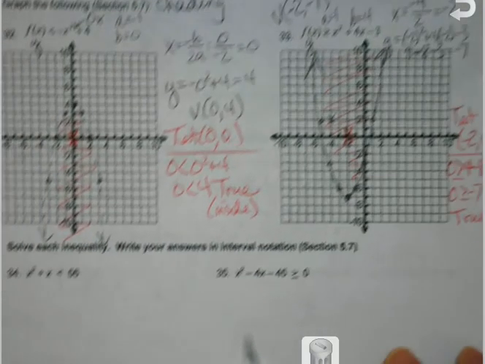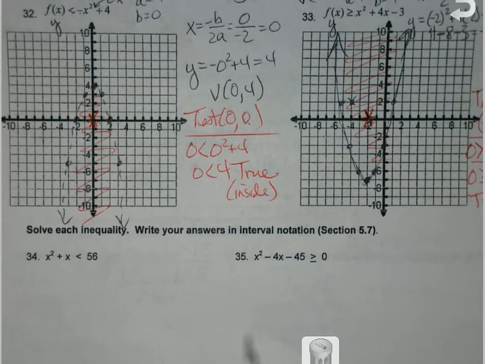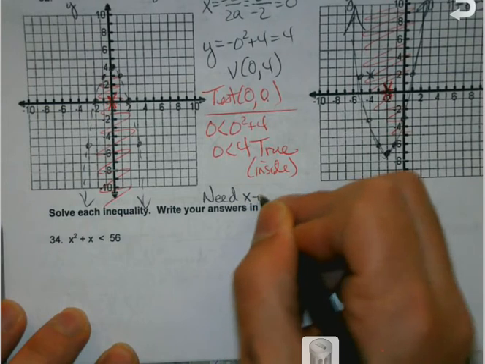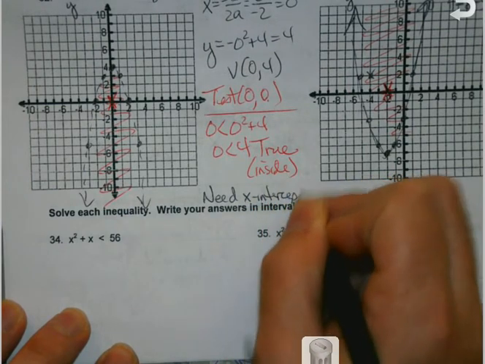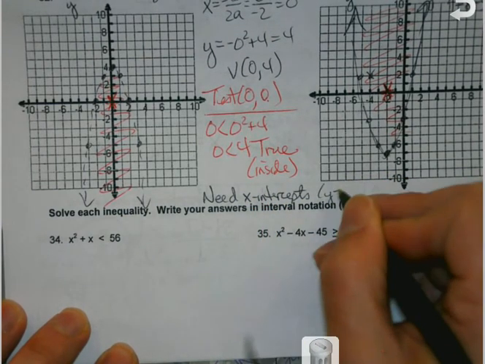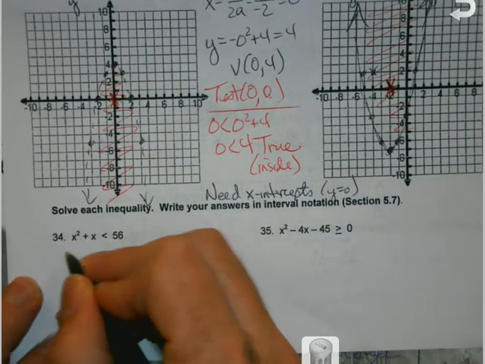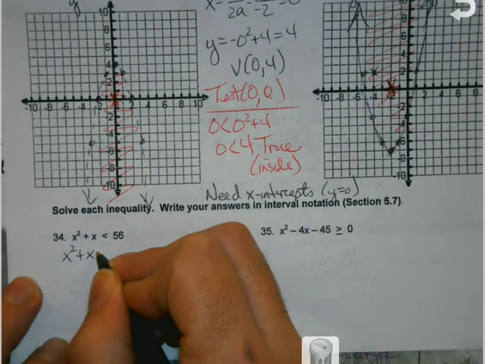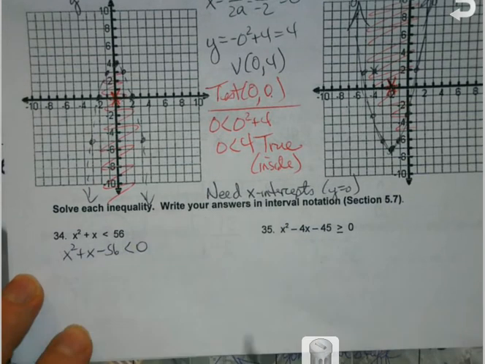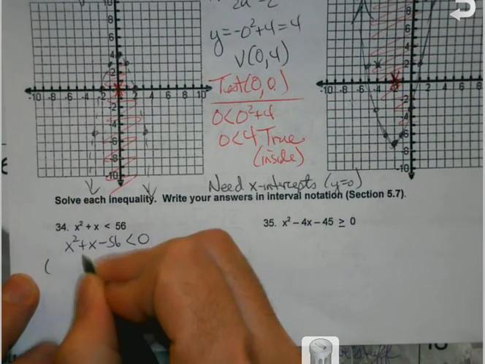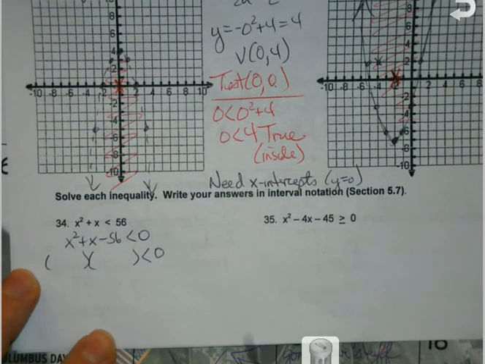So then our last two, solve and write your answer in interval notation. No shading needed here. We need x-intercepts. In other words, where y equals 0. I'm going to show you a trick here on the second one. First thing, all my terms have to be on one side. So I'll minus the 56 over. Then I need to factor what's there to find my zeros.